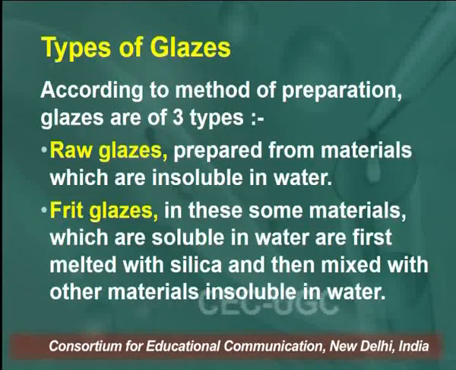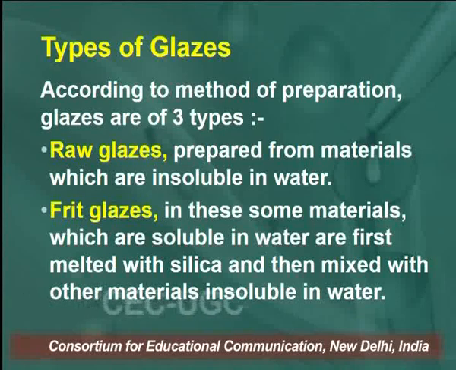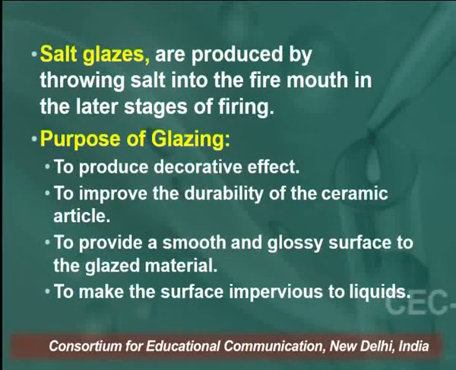Types of glazes, there are three types. Number one is the raw glaze, prepared from materials which are insoluble in water. Frit glazes: in these, some materials which are soluble in water are first melted with silica and then mixed with other materials insoluble in water. Salt glazes are produced by throwing salt into the fire mouth in the later stages of firing.